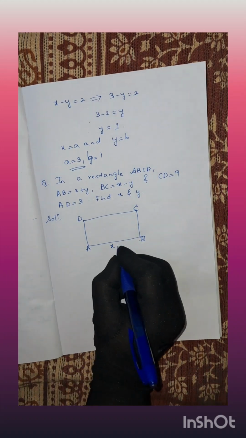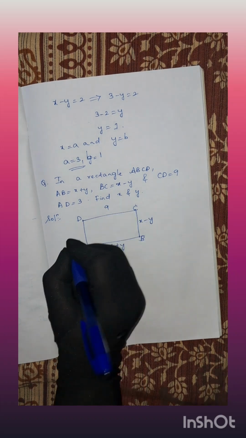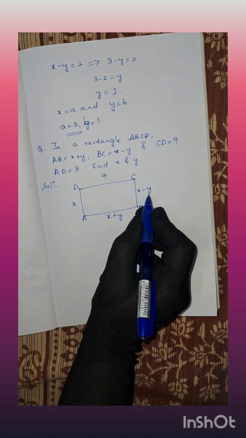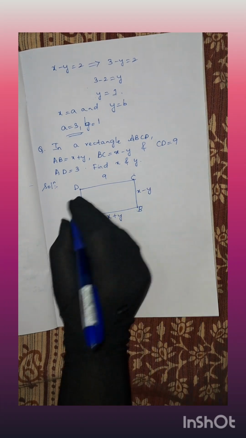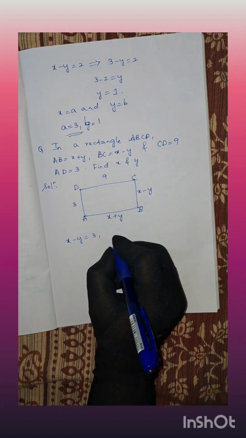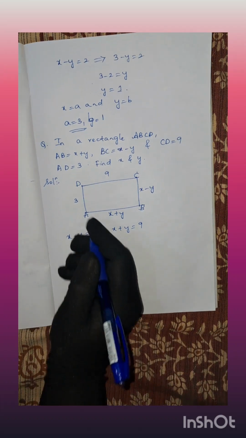Okay, AB is what? x plus y. BC is nothing but x minus y. CD is nothing but 9 and AD is nothing but 3. Okay, so here you can see x minus y is equal to what? Opposite sides are equal, right? So x minus y is equal to 3 and here x plus y is equal to 9 because opposite sides are equal in a rectangle, right? So we can solve this.